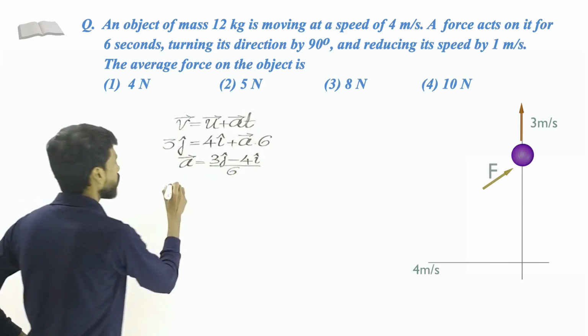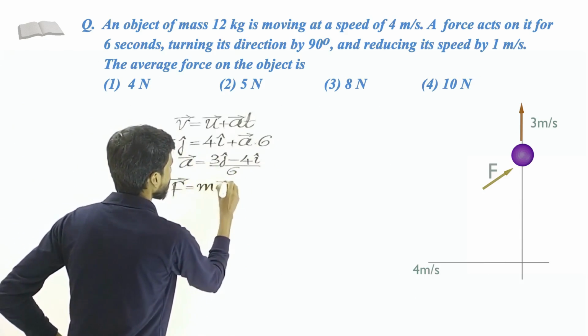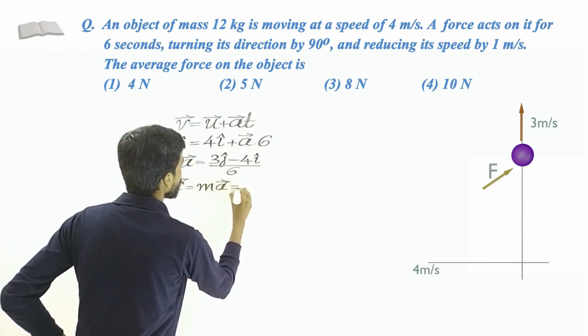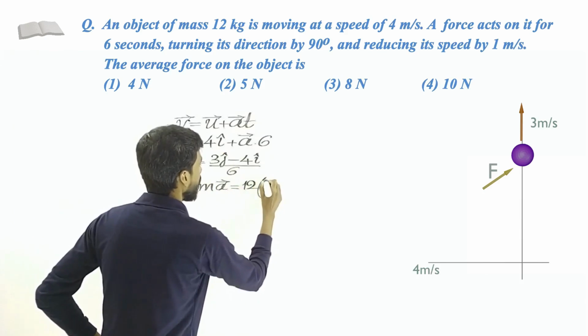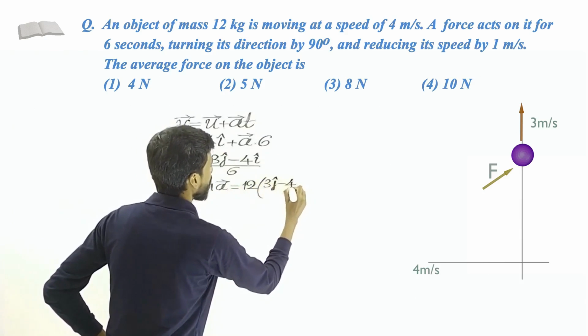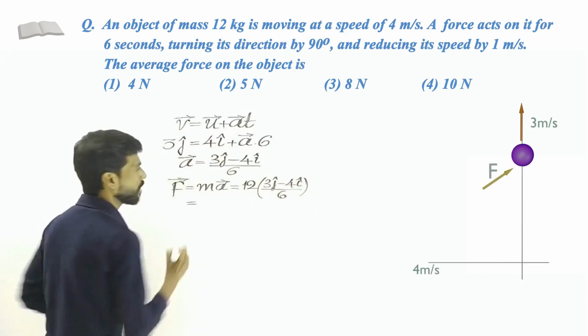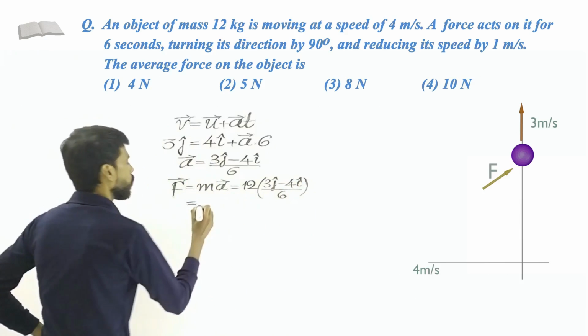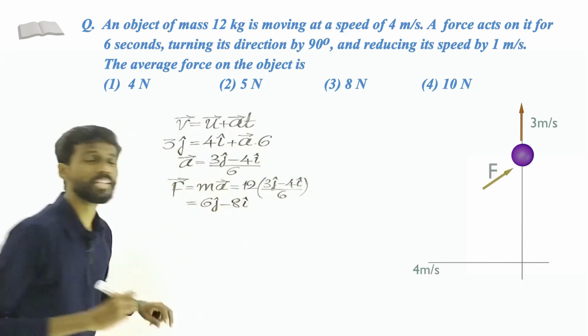From acceleration we can find the force vector. The force equals mass times the acceleration. The mass of the object is known, so 12 kilograms multiplied by 3 j cap minus 4 i cap divided by 6. If you simplify, we get 2 times that, so 6 j cap minus 8 i cap. So this is the force vector.